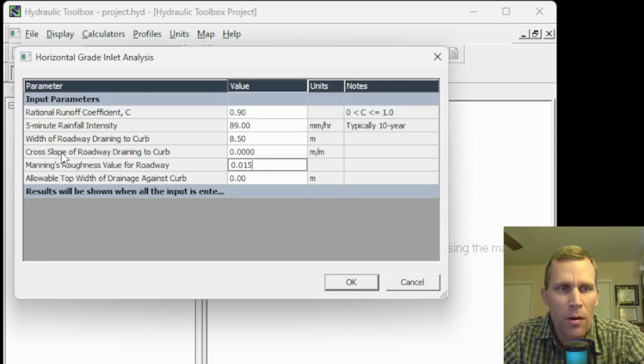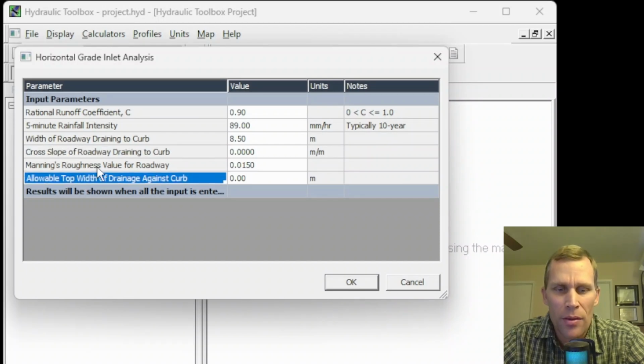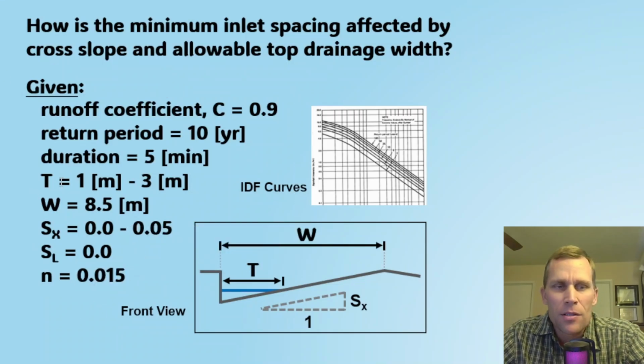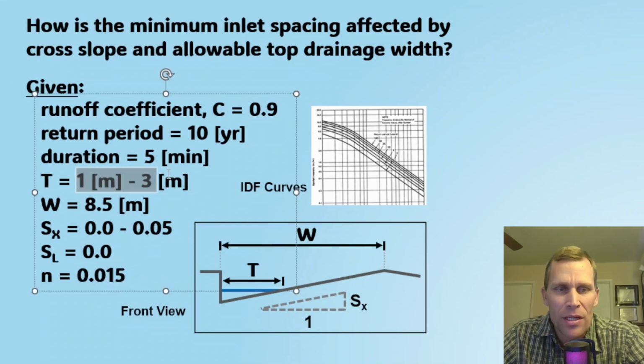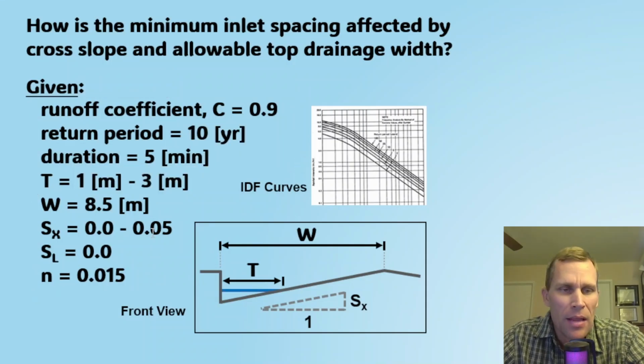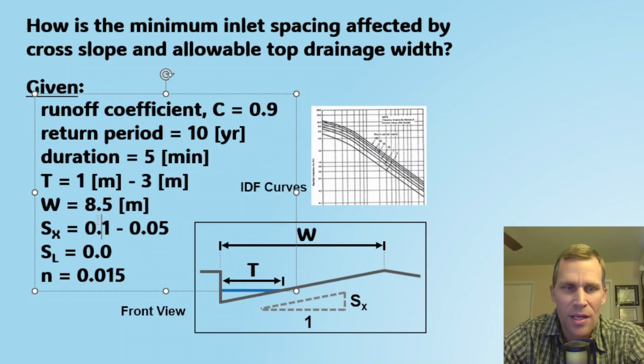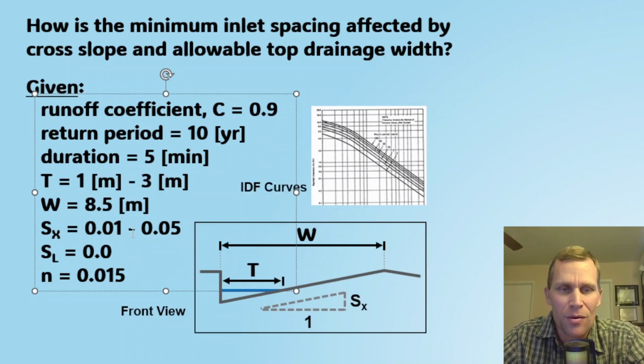Okay, so let's talk about cross slope and allowable top width. I'm going to bring up the given data here. Manning's n is 0.015. Now for the top width T, that's going to range from 1 to 3 meters. That's just the range that I'm interested in. And then the range of cross slopes of the road is 0 to 0.05. So really let's go from 1%, so 0.01, up to 5%. 0 would give us no results.